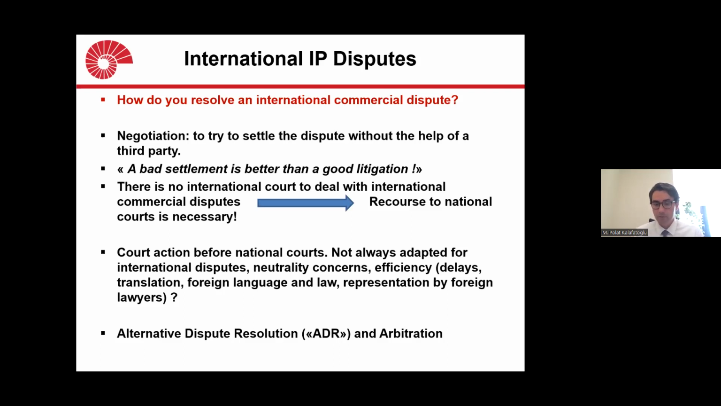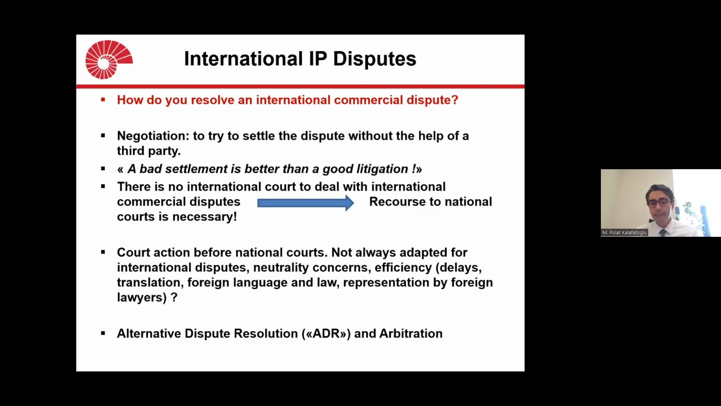At that moment, we may think that the parties need the intervention of a third party to resolve this dispute. But unfortunately, we will face some problems. First, unfortunately, there is in principle no international court to deal with international commercial disputes. So we do not have examples like a supranational or truly international court to resolve these commercial disputes. And for this reason, parties need to have recourse to national courts.